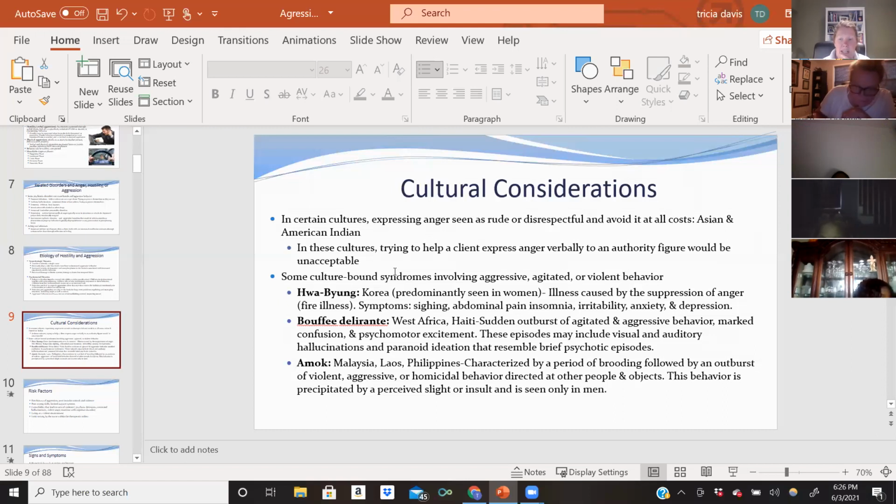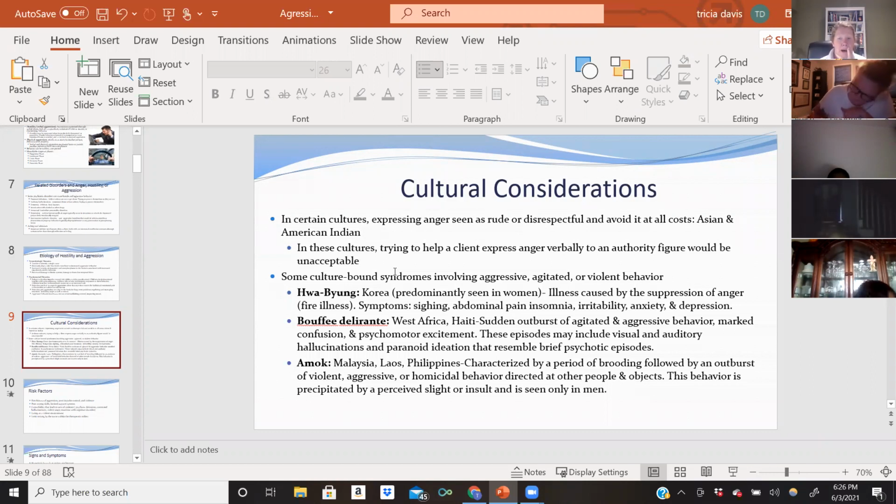In West Africa, we can see something called bouffée délirante. So this is a sudden outburst of agitated and aggressive behavior. You will also see confusion and psychomotor excitement. These episodes can include visual and auditory hallucinations, and it can cause the patients to feel paranoid. And all of these symptoms can resemble brief psychotic episodes. They don't last long.